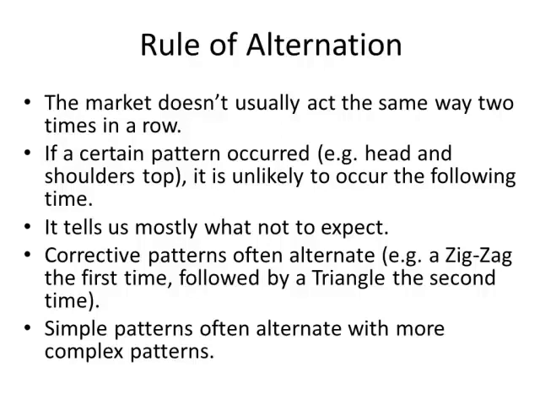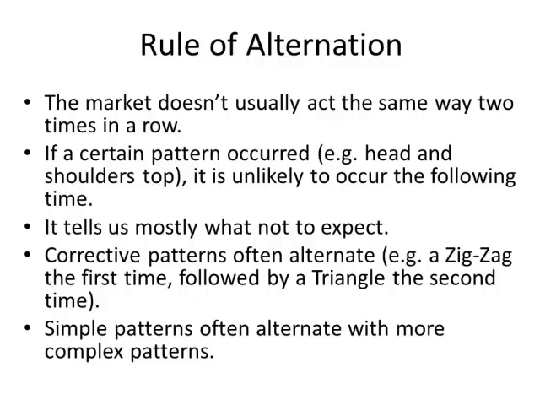Rule of alternation. The rule of alternation is a separate concept in Elliott wave theory. So now we've gone past looking at corrective waves. We're going to look at a couple of other details about Elliott wave theory before we move on to Fibonacci analysis. So one of these things is called the rule of alternation. According to the rule of alternation, the market usually doesn't act the same way 2 times in a row.